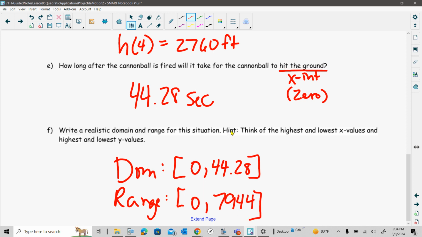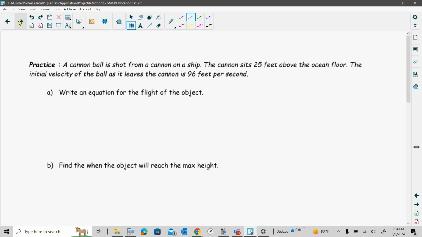All right, so that takes care of that example, or that practice problem. And now we're going to lessen the guidance as much on our next cannon problem. Let's see how well you do on this.